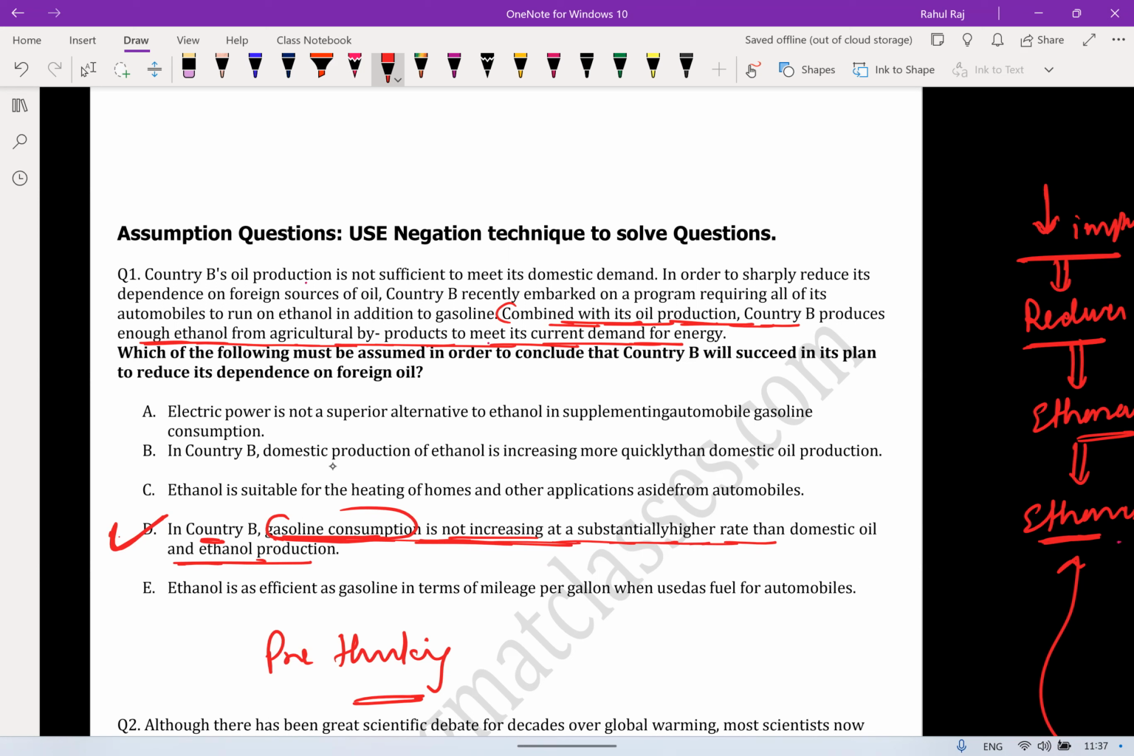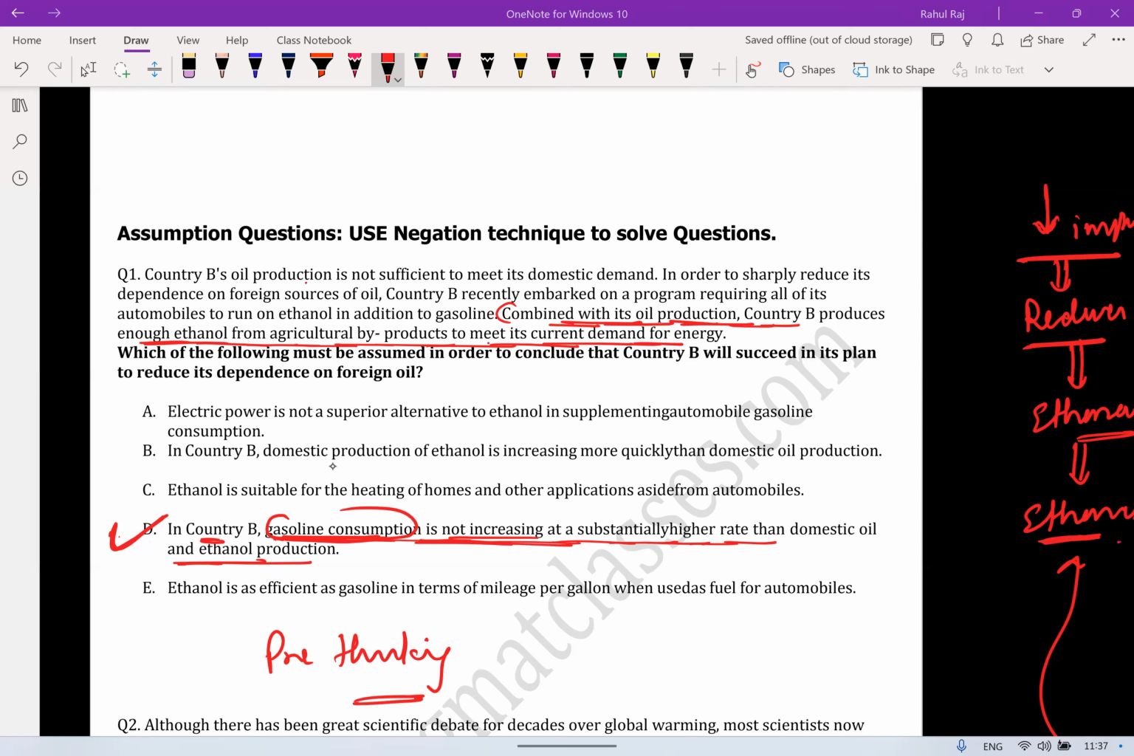I know it's taking time, but it will take time. You have to understand. Now, I have a very basic question. It's not very relevant to this question, but I'm a little confused about a statement. In the second sentence, they've said country B recently embarked on a program requiring all of its automobiles to run on ethanol in addition to gasoline. What do you infer from "run on ethanol in addition to gasoline"?